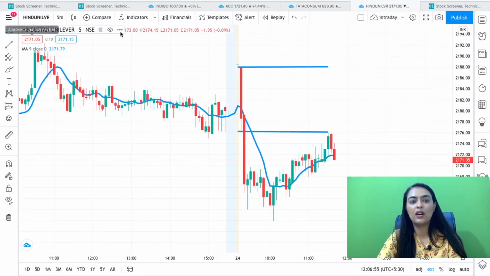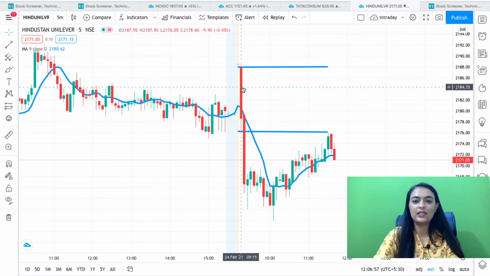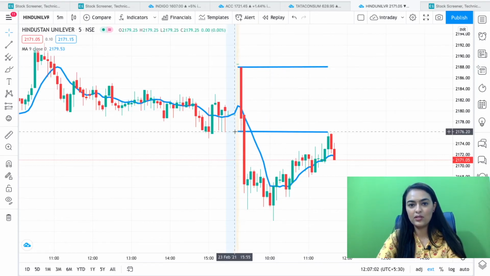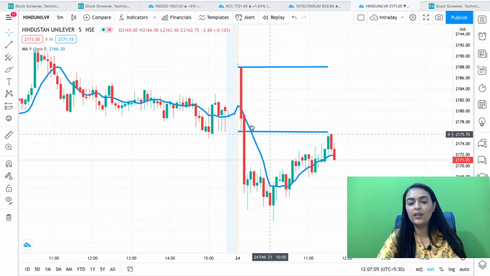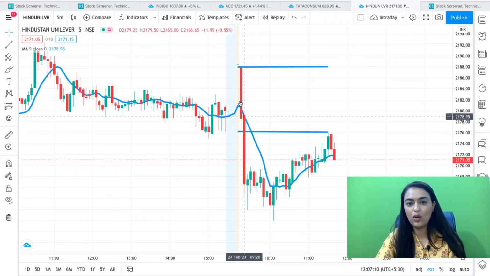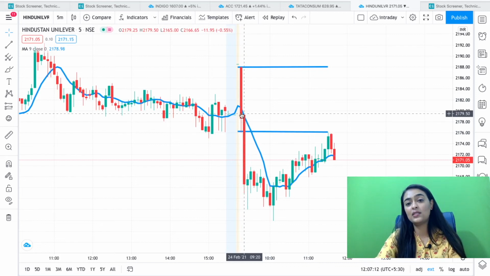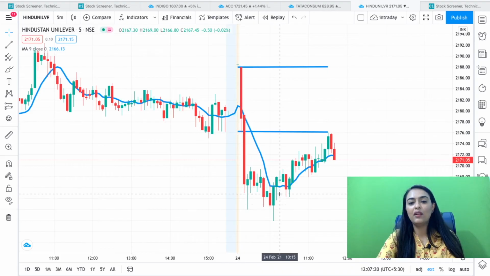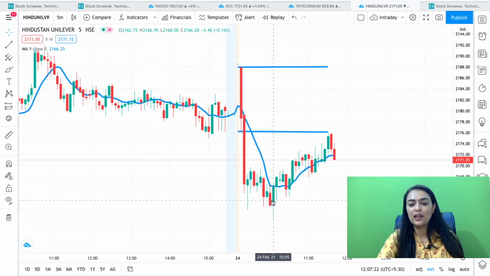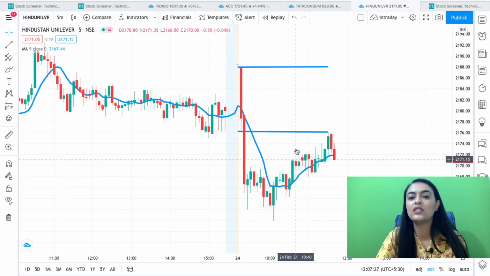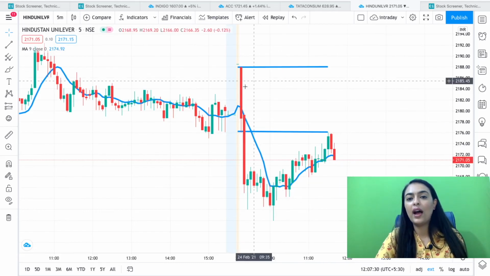This is HUL, Hindustan Unilever Limited, and this is our reference candle, the first 5-minute candle. This is the high, which will be our stop loss, and this is the low, which will be our entry point. As soon as the stock breaks the low of the first 5-minute candle, and it has also broken the 9 days moving average, I am going to take a short position here. This will be my entry point, and I will book profits as soon as a green candle closes above the 9 days moving average. So this is the open high technique.